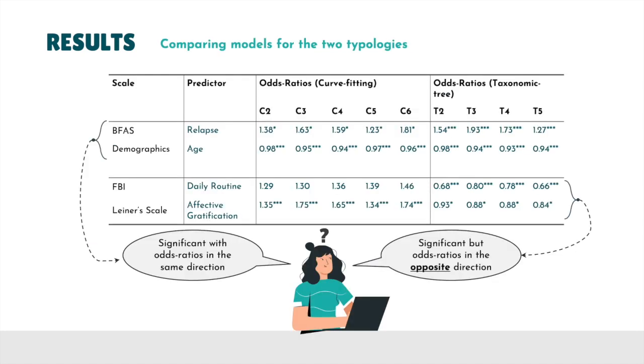This table shows the odds ratios for 4 factors that were significant in both typologies, where the base classes C1 and T1 are current users with no non-use behaviors. What we want to emphasize here are the convergences and divergences between the statistical relationships in the two typologies. For 2 features, relapse and age, the odds ratios are in the same direction and approximately of the same magnitude. On the other hand, daily routine and affective gratification have odds ratios in opposite directions, positive for curve-fitting and negative for taxonomic tree. These similarities, and especially the differences, can reveal insights into the data which would be hidden if only a single typology were used.